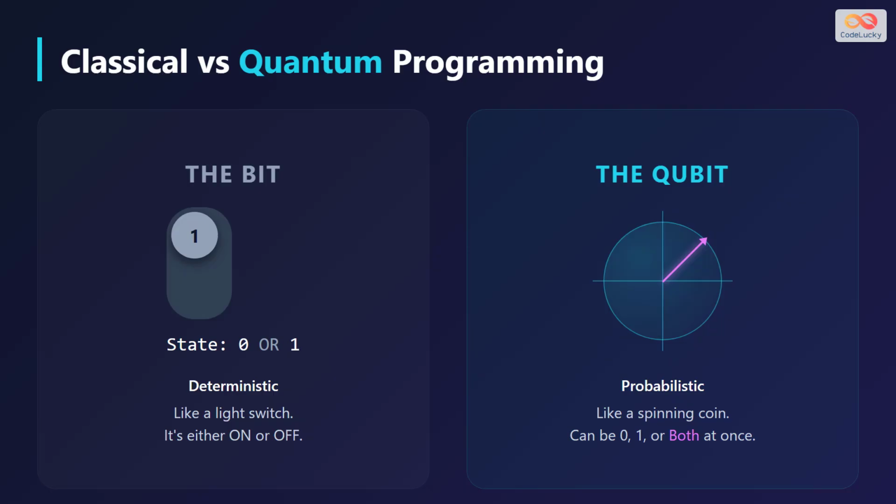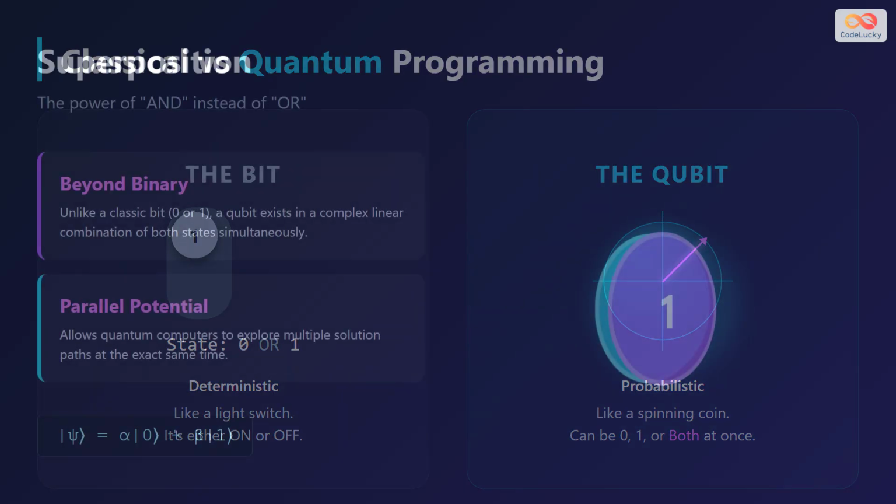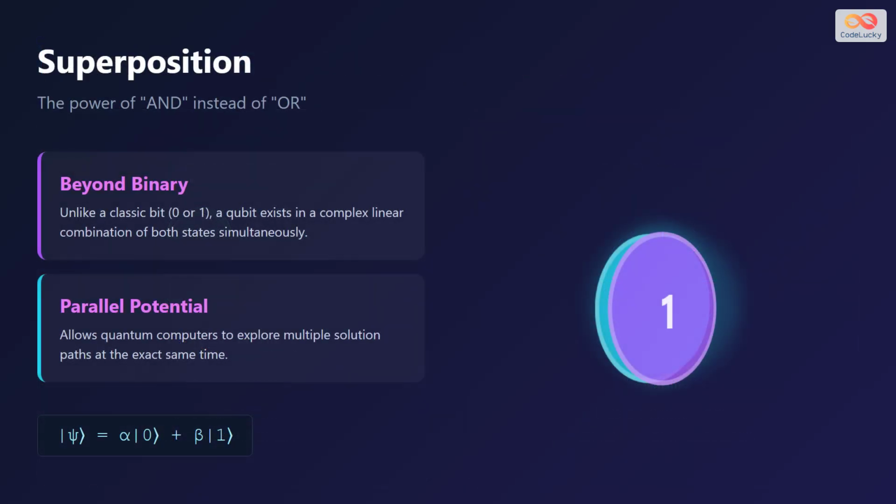To understand the quantum world, we first have to look at what we use today. Classical computers use bits, which are like tiny switches that can be either off, representing 0, or on, representing 1. It is a deterministic system. Quantum computers, however, use qubits. A qubit is probabilistic. Instead of being just a 0 or a 1, it can exist in a state that represents a complex combination of both at the same time. This ability to be in multiple states at once is called superposition.